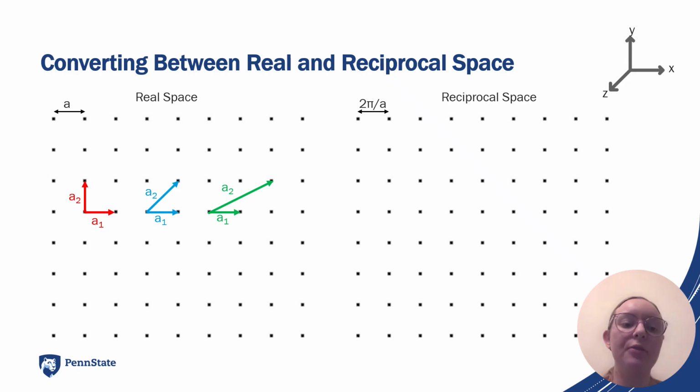Whenever we convert these three sets of translation vectors to reciprocal space, we get the following. For the first set, there's no change in the directions of B1 and B2, just a change in the magnitude from A to 2 pi over A. And with the second two, we do get some direction change that is determined according to the formulas on the previous slide.